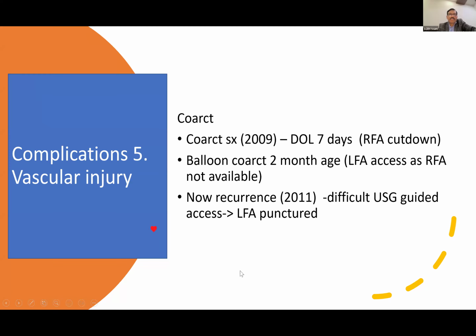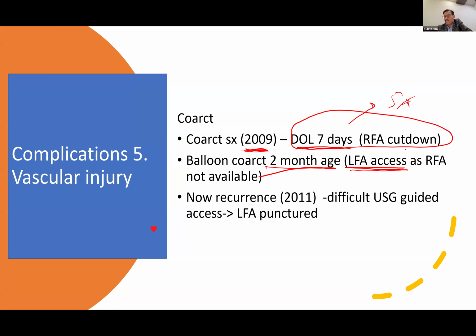Complication 5, vascular injury. This patient, like we had a coarctation surgery in 2009. This was a real patient of ours. At day of life 7, RFA cut down for surgical repair. This RFA cut down was done. Then at 2 months, recurrence. Now RFA is not available, so LFA access was done. So now we have used both arteries. You remember this was 2009. In 2011, he came with the recurrence a third time. You do balloon again, but this time we could puncture the left femoral artery with difficult USG-guided access.